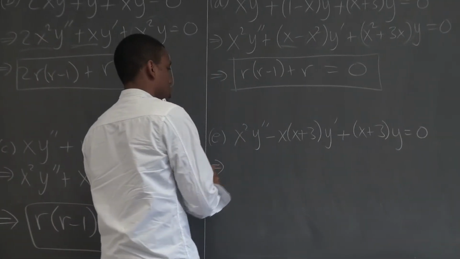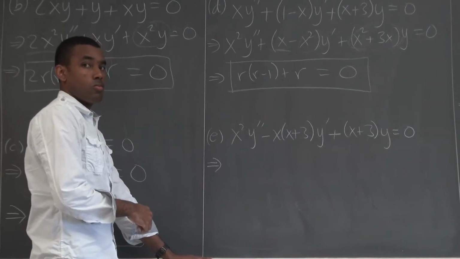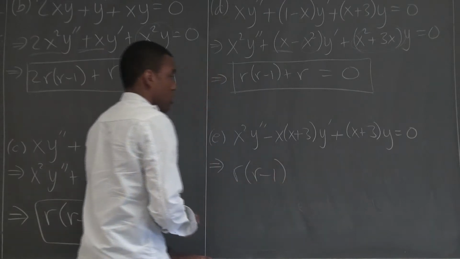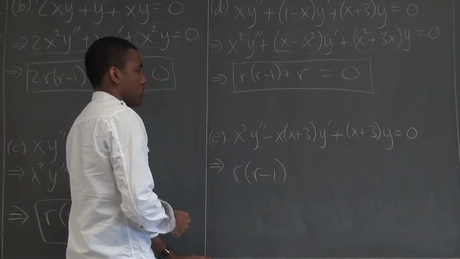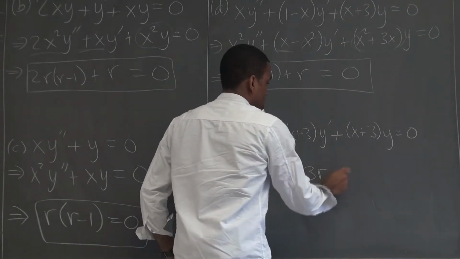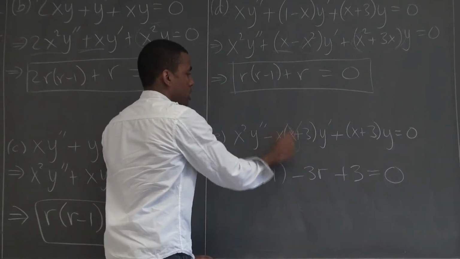Here. 4 times r minus 1 plus 3. Plus 3. Minus 3r. Minus 3r plus 3. Plus 3. Right? He messed up, so you got rid of him.